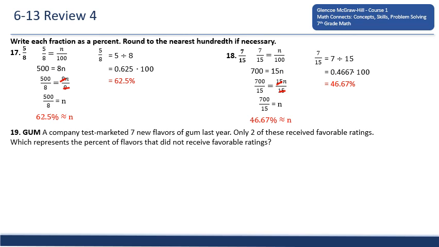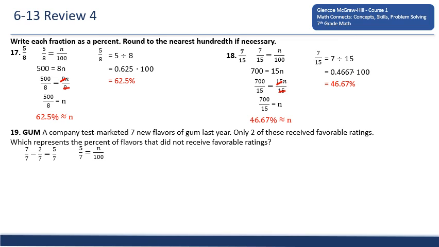Number 19, gum. A company test marketed 7 new flavors of gum last year. Only 2 of these received favorable ratings. What percent of flavors did not receive favorable ratings? So here's what we know. We know there's 7 out of 7 new flavors, right? And 2 out of those 7 received favorable ratings. So we're going to take 7 over 7 and subtract 2 over 7, which gives us 5 over 7. That 5 over 7 represents the flavors that did not get favorable ratings.